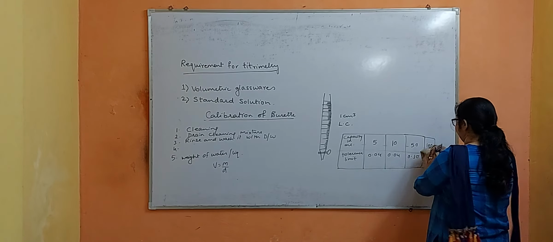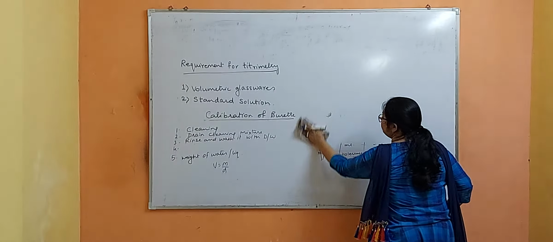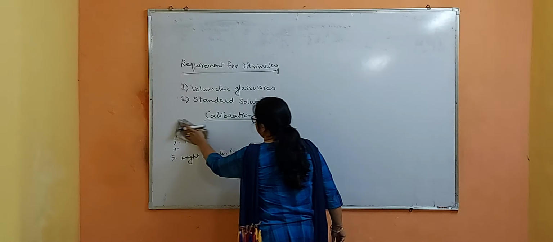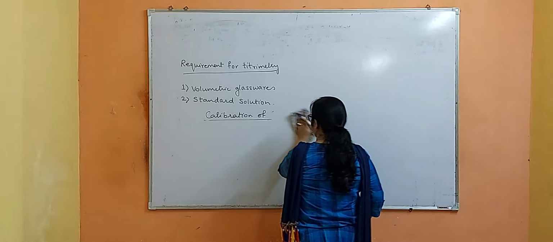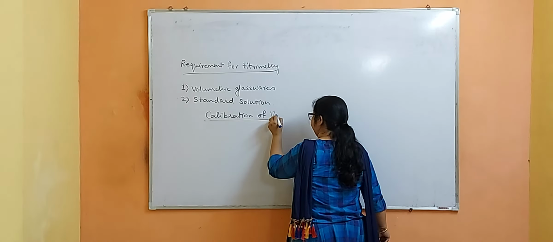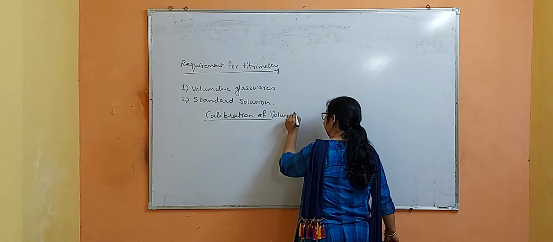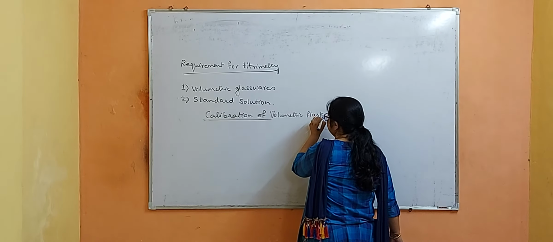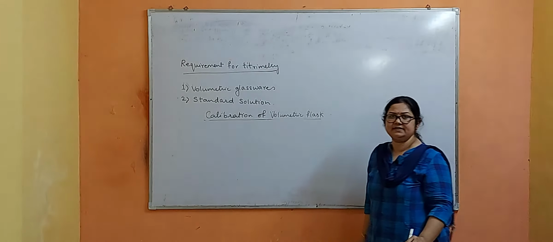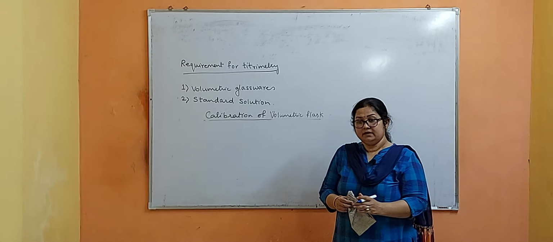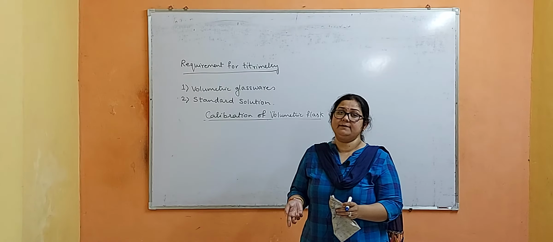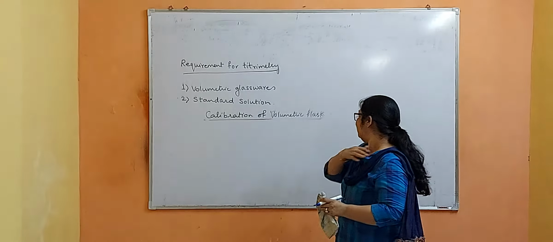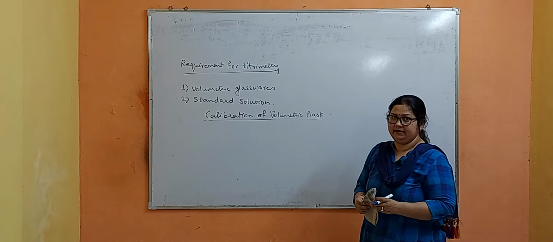Moving on to the calibration of volumetric flask or standard measuring flask. Let me differentiate what you mean by volumetric flask and standard measuring flask. The volumetric flask of 100 cm cube is called the standard measuring flask, and the rest of them are called volumetric flasks.